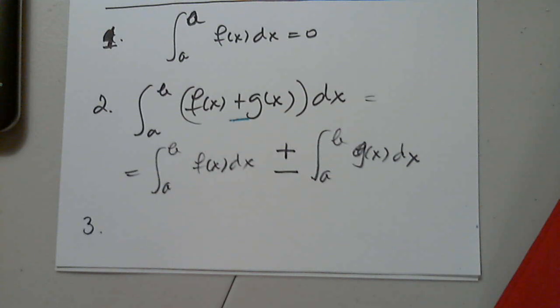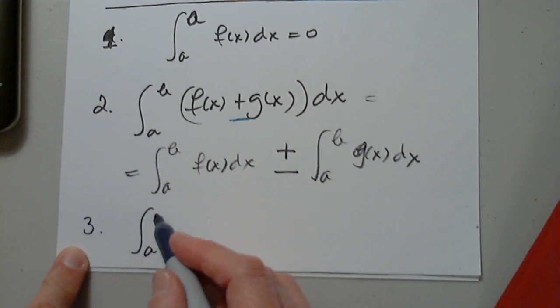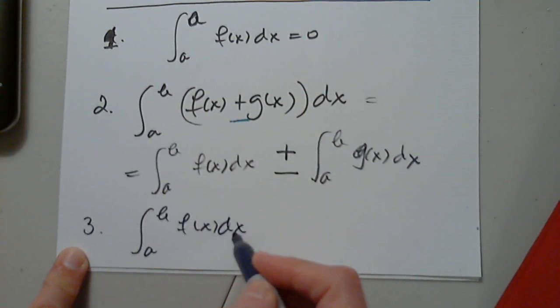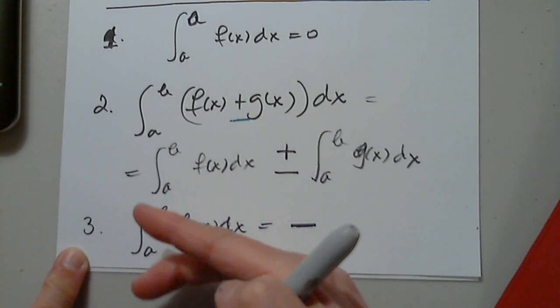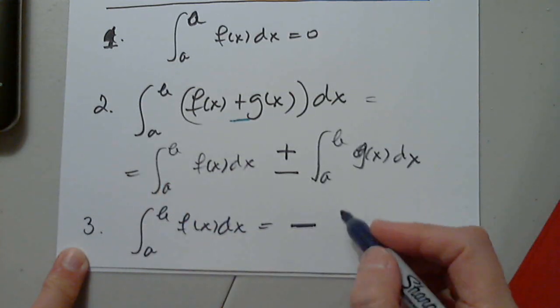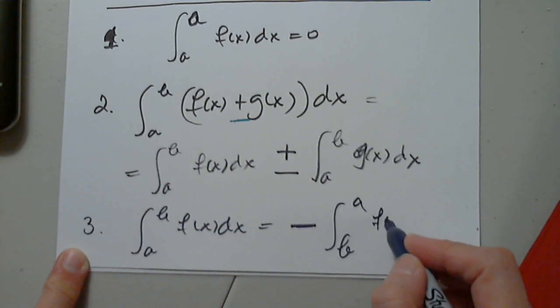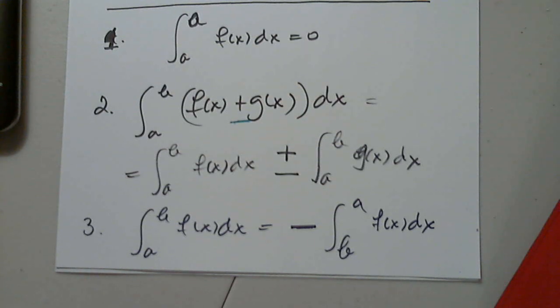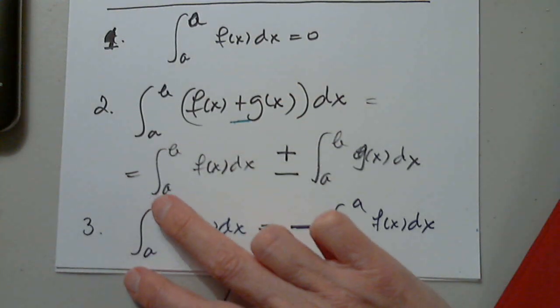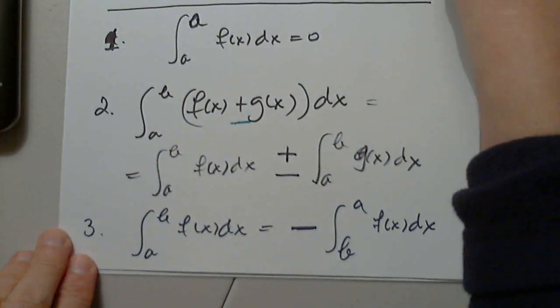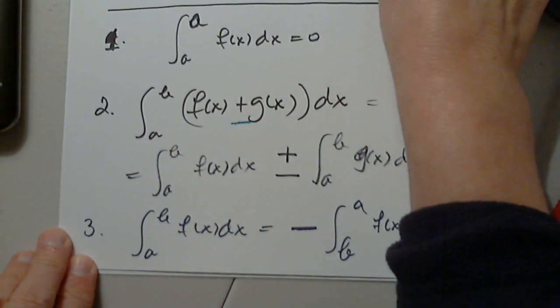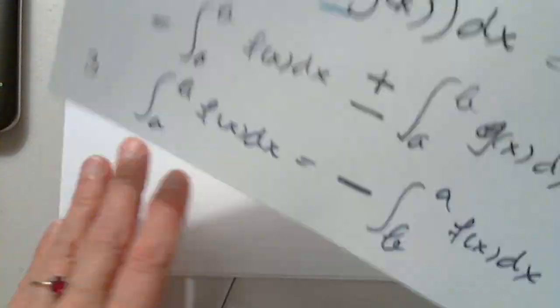Yes. Property 3. The integral from a to b of f of x dx is the same as the opposite by swapping the limits of integration. Please remember this is a very important property. So if I swap the limits of integration, I have to put the negative in front. Here is another one. Still common sense because we used it before several times, even tonight.